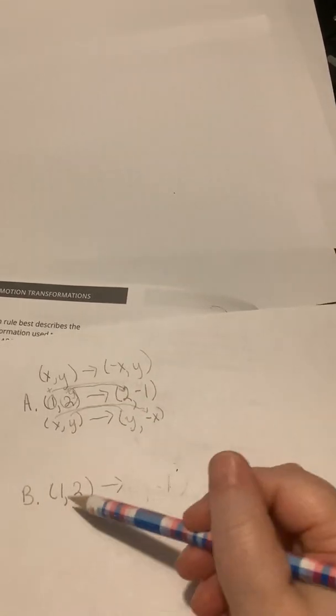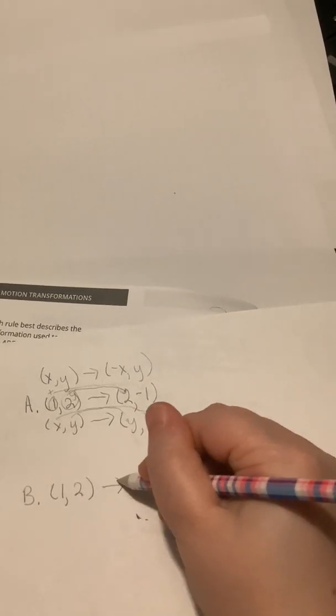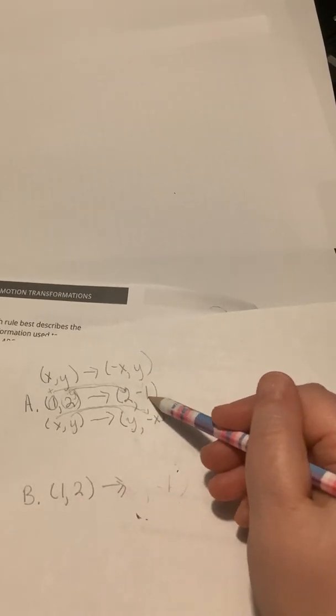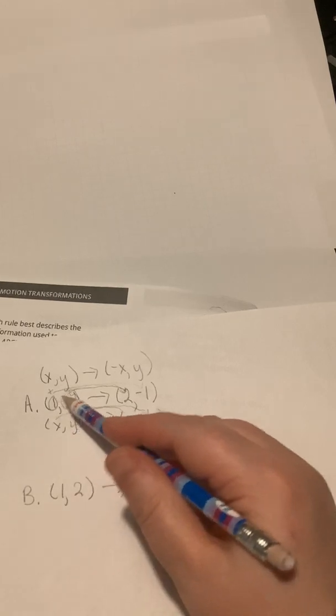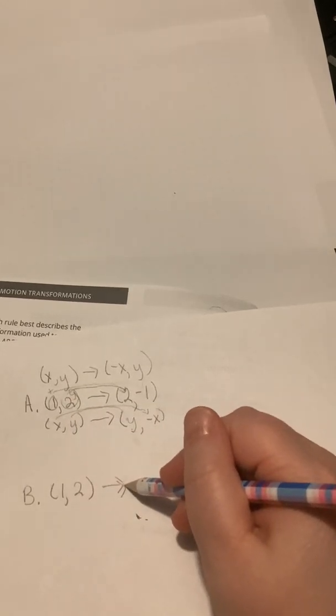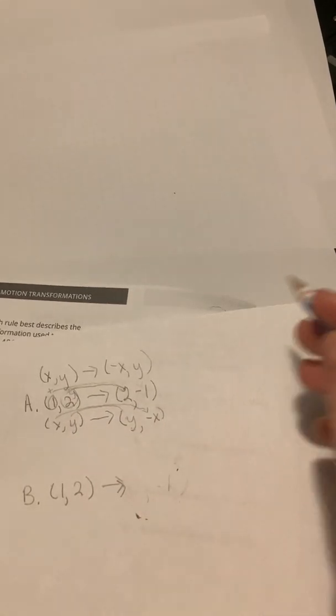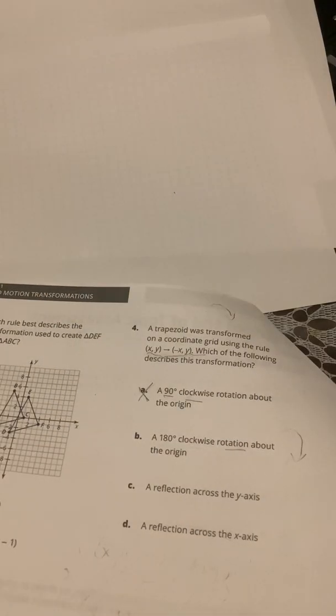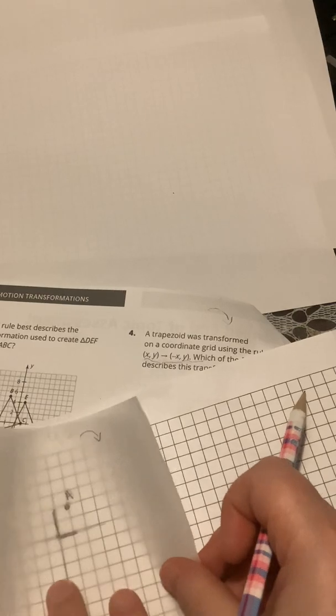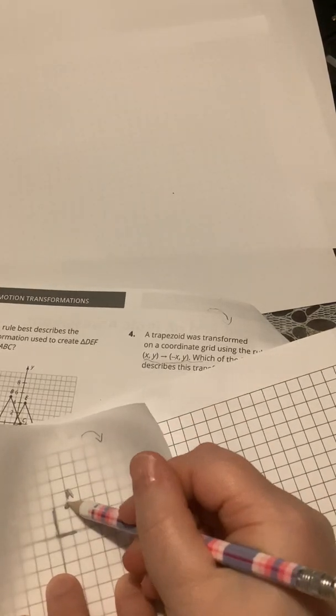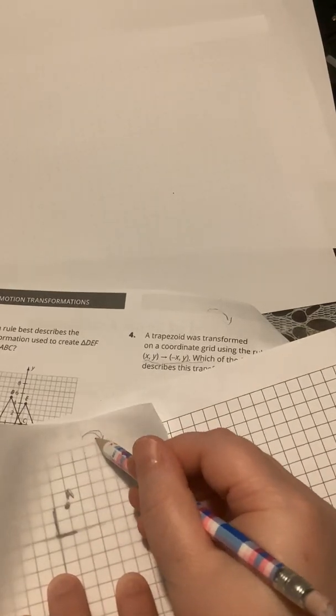Because my coordinate is 1, 2, but my new coordinate is not going to be 2, negative 1 like it was for a 90-degree rotation, because this is a 180-degree rotation. So oopsie daisy. Hopefully you stopped yourself from making the same mistake I made. And if not, we all make mistakes. Now you know.